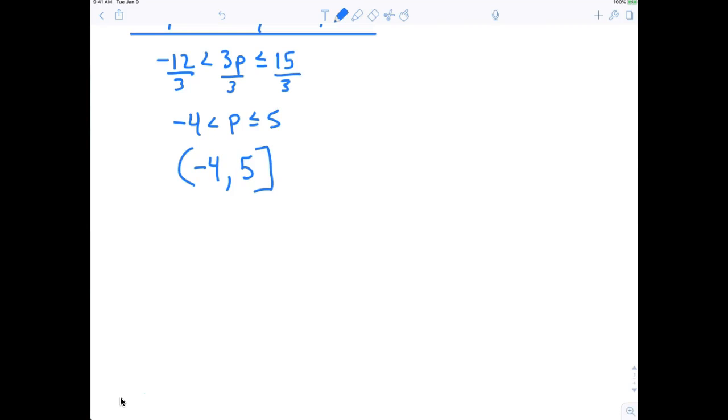Come on. Wait, how come it's 5? Because it says right there, P is between negative 4 and 5. I never understood why people had trouble with that. Literally, it's saying P is between what two numbers? Negative 4 and 5. That's how I tell kids. I don't like kids saying negative 4 is less than P, less than or equal to 5. No. You just say P is between negative 4 and 5. Everybody good on that?